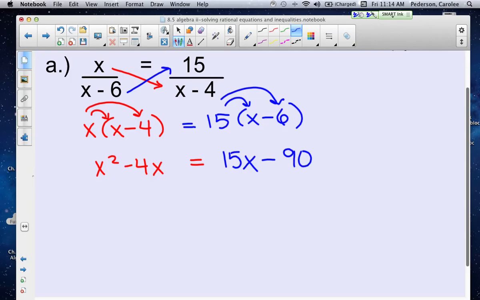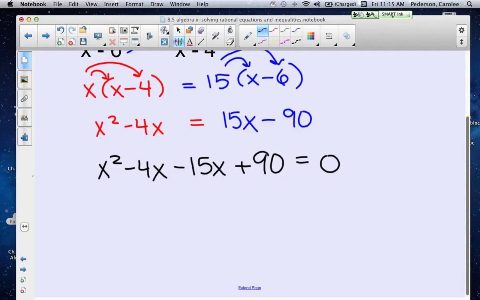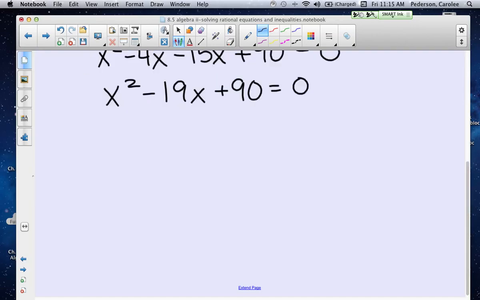Now we have that quadratic equation, so we have to convert it to standard form and then see if we can factor it, and then use the zero product property. So I'm going to move the 15x and then negative 90 over to the left side. So x squared minus 4x stays as it is, and I'm going to subtract 15x and then add 90. And then set it equal to 0. Now it's getting closer to standard form. See if you can combine any like terms. In this case, there are 2 like terms that combine to negative 19x. Now it's in standard form.